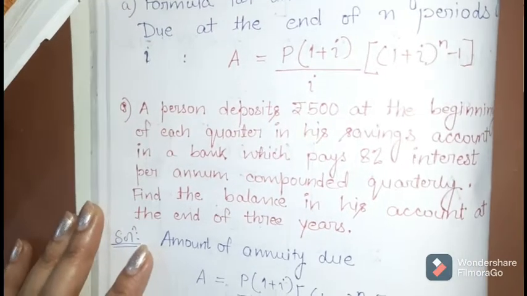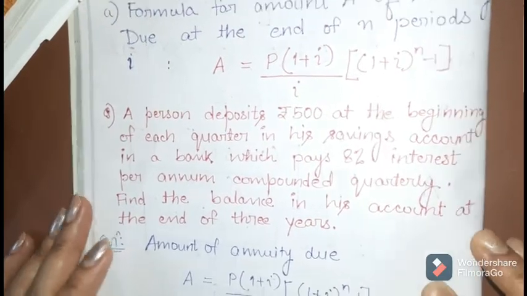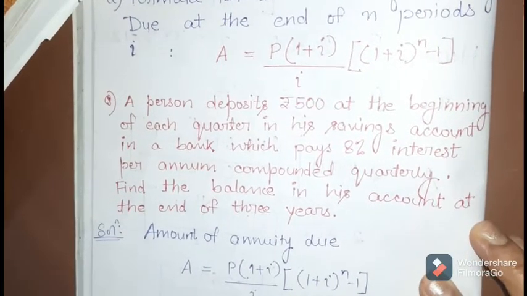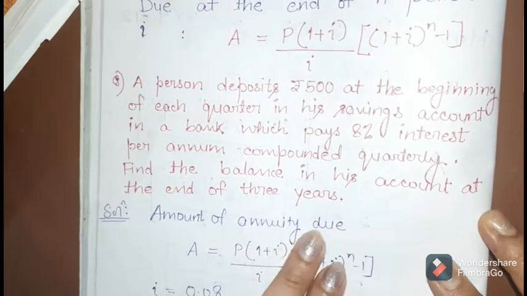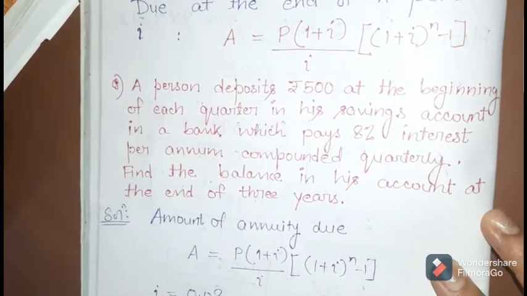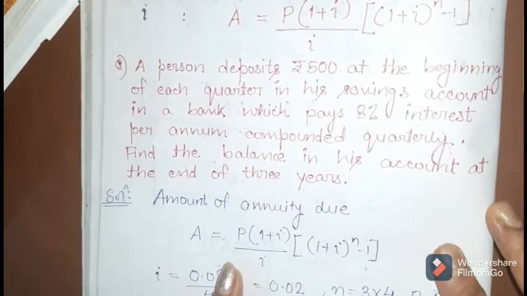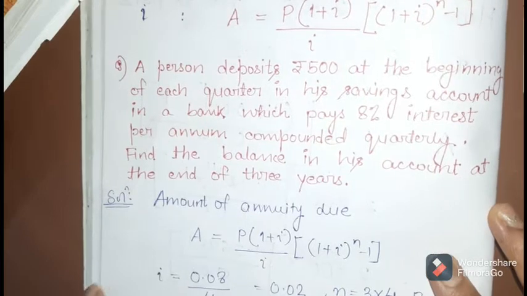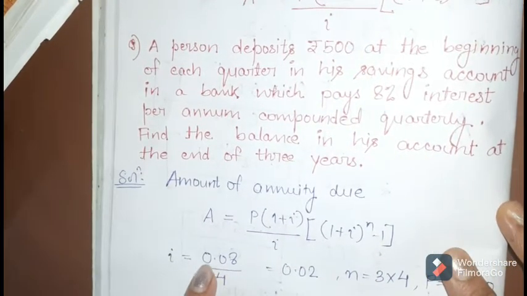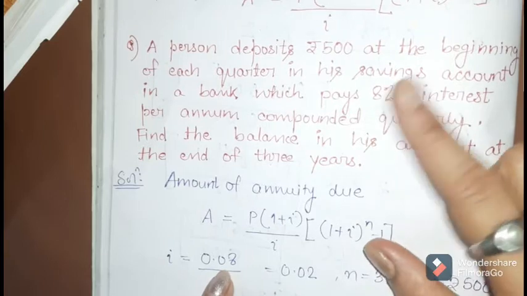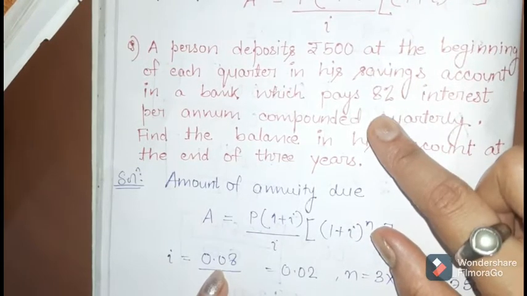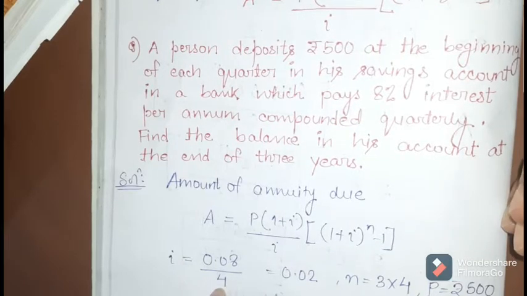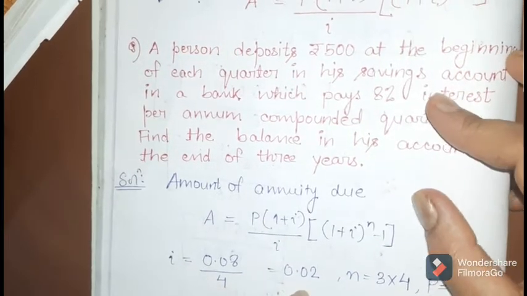So you have to find the amount at the end of 3 years, that is, what will be the amount in his savings account. This is called the amount of annuity due, meaning after 3 years the amount that he gets is called an annuity due. So we have the formula. In this formula we have P, 1 + i. How do we get 0.08? We divide 8%, converting it into 8 divided by 100, we get 0.08. And why do we divide by 4? Because it is quarterly. So i we get 0.02.